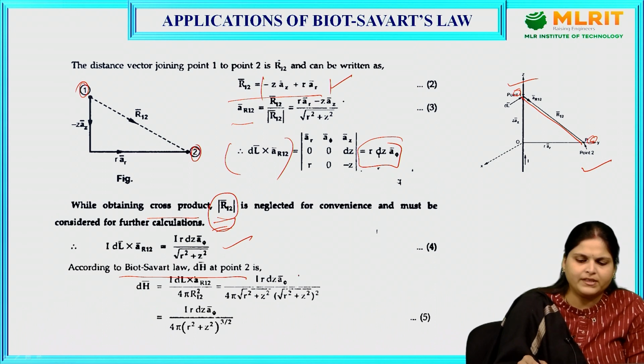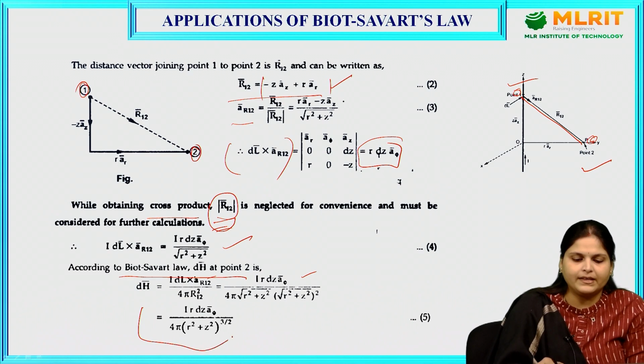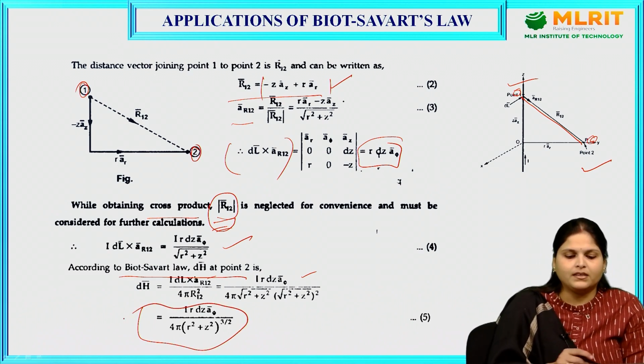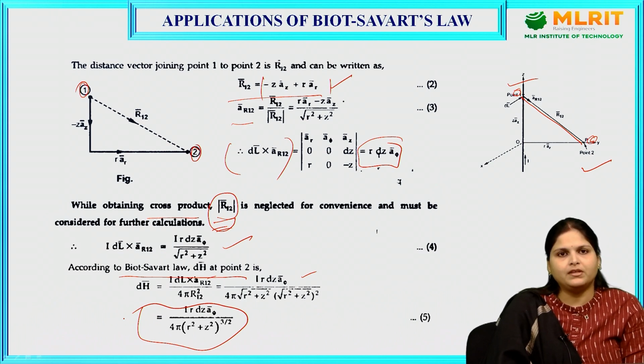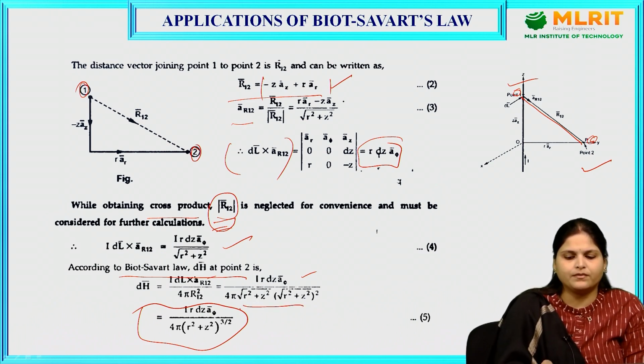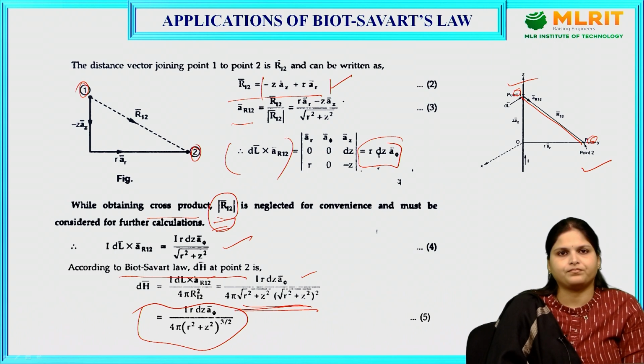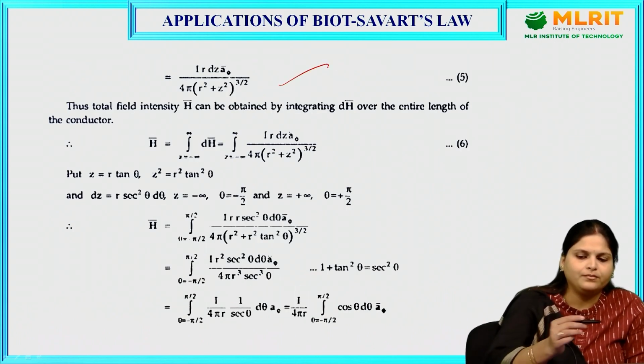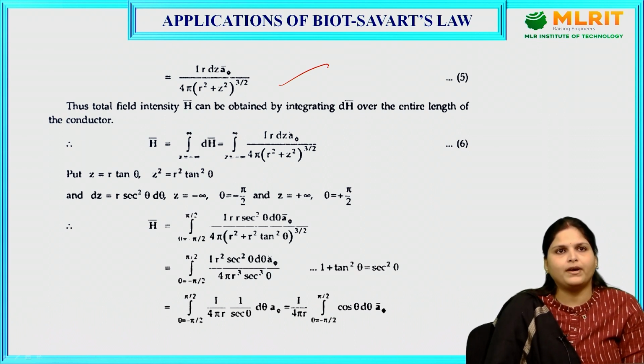Now, we will put all the expressions which we have got previously. In place of this, we are putting I dR dz a phi, and in place of R12 square also we will be putting the expression, and we get I dz a phi upon 4 pi in bracket R square plus Z square to the power 3 by 2. We are getting this from this. So, this is the formula which we have taken as equation number 5.